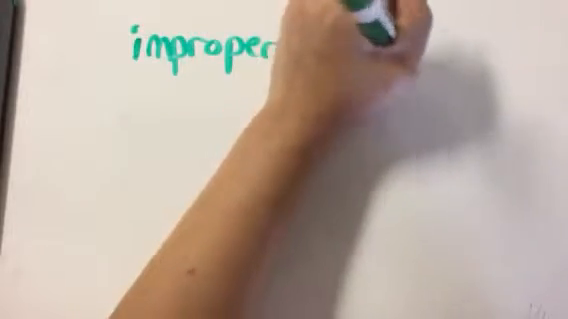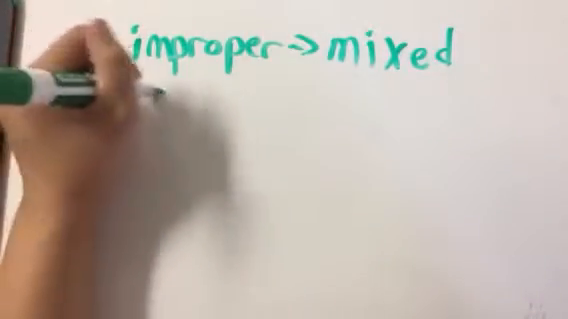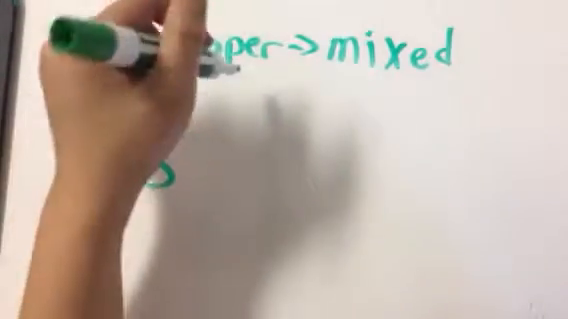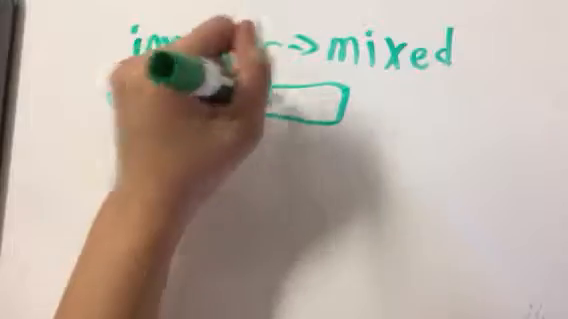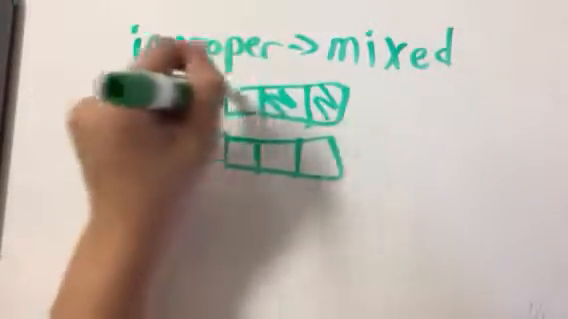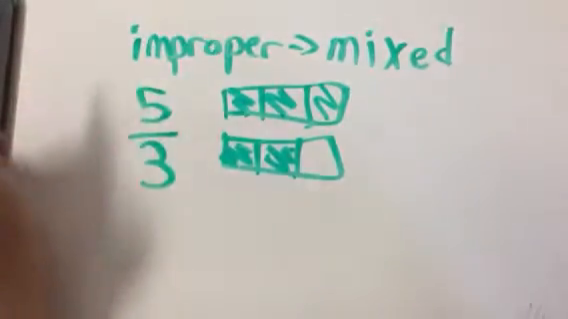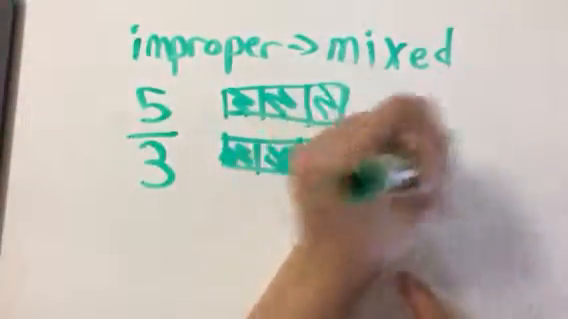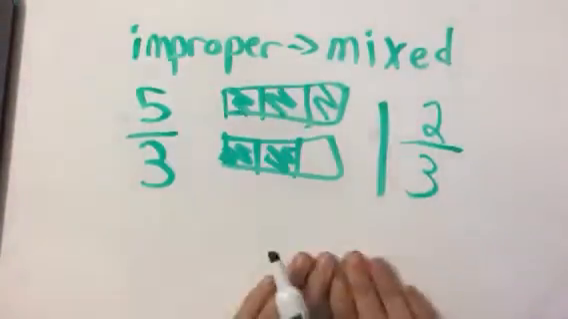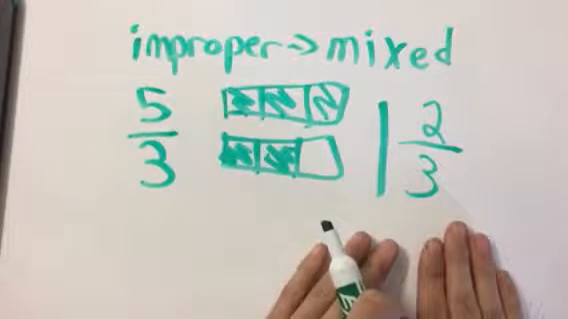Now, I'm going to be talking about how to switch from improper to mixed. Say we have a number like 5/3. Well, again, there's 2 ways you can do this. One way is by drawing it. We need to draw 5/3. So I drew 1, 2, 3, 4, 5/3. Well, that is also 1 whole and 2/3. This is one of the ways you could solve this.